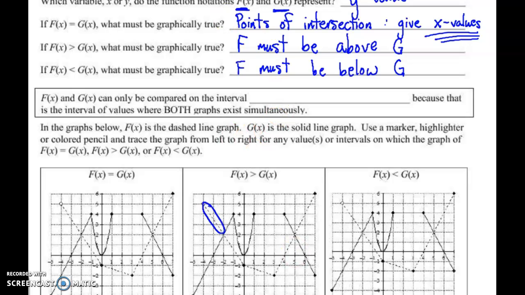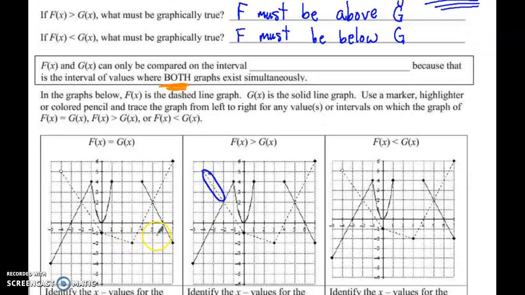Now before moving on, I think it's important to point out that we can only compare where both graphs are defined. So as we look at f and g, these are the same. All three of these are the same. I think I've seen them pop up more than once. We can only compare the graphs where the function is defined.